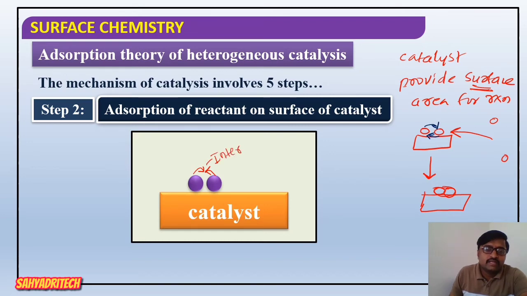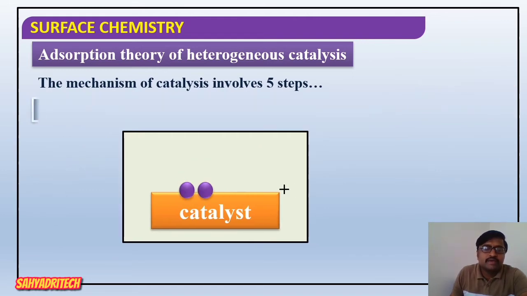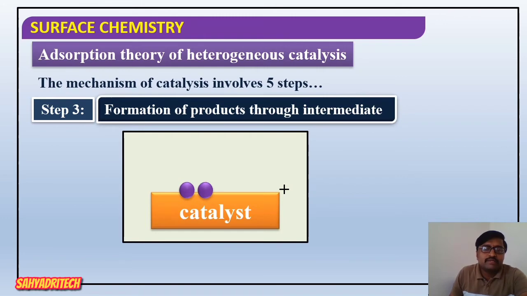First, diffusion of reactant molecules takes place. Second, once diffused, they get adsorbed properly, so adsorption of reactant molecules takes place. Once adsorbed, they come close enough so that they interact with one another. So then what is the next step? There will be formation of a product through intermediate formation.